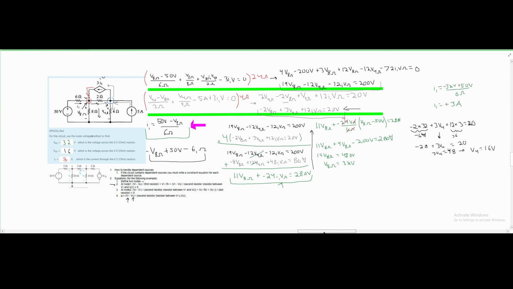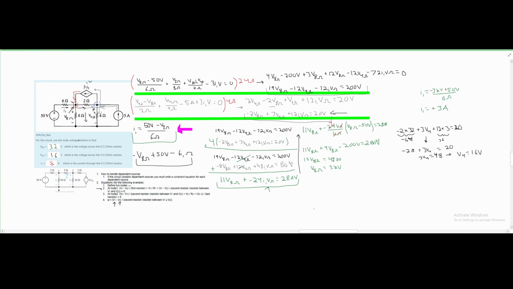So that is how you do this problem. It got a little bit messy at the end because of how big it was, but that is the way to look at this circuit diagram.